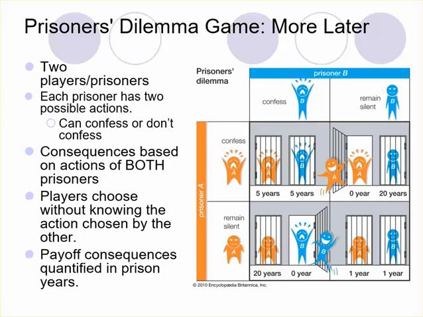So if we both confess, we both get 5 years. If one player confesses and the other one remains silent, the confessed person actually gets 0, but the one who remains silent gets 20 years. If we both remain silent, we each get 1 year. In the prisoner's dilemma, we each have to make a decision without knowing what the other person is going to do.